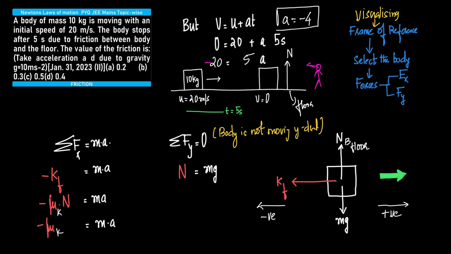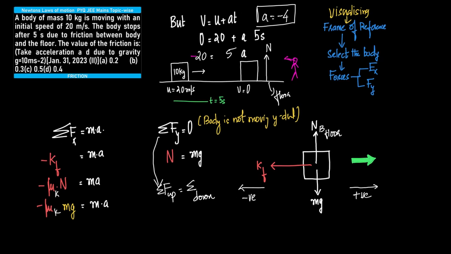N from this equation: sigma fy is equal to 0 implies all the forces acting in the up direction should be equal to all the forces acting in the down direction. What are the forces acting in the up direction? The only force acting in the up direction is the normal reaction. What are the forces acting in the down direction? The only force acting in the down direction is mg, and therefore the normal reaction is equal to mg. So instead of N here, we can now write m into g.